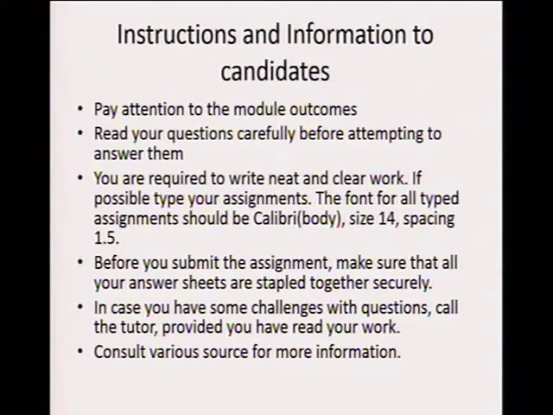Before you submit the assignment, make sure that all your answer sheets are stapled together securely. In case you have some challenges with questions, call me, provided you have read your work. Also consult various sources for more information.